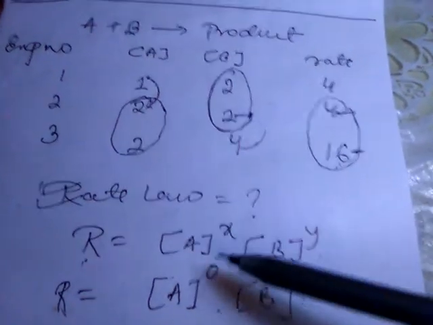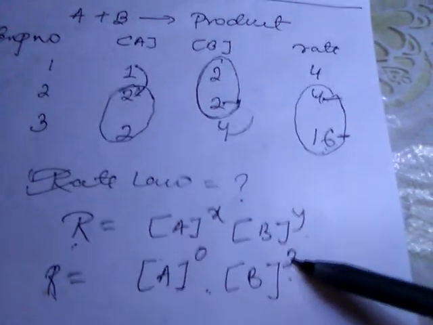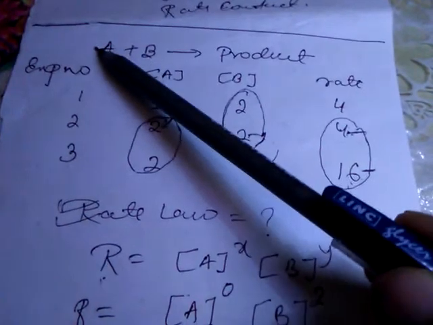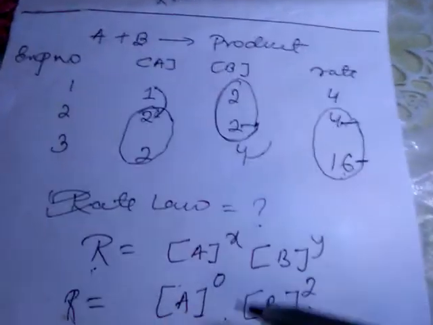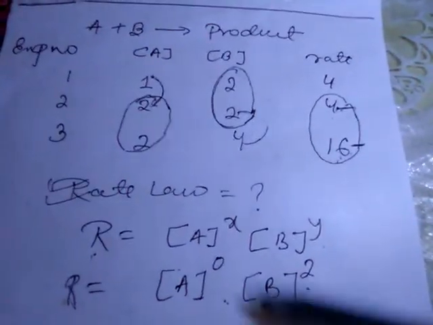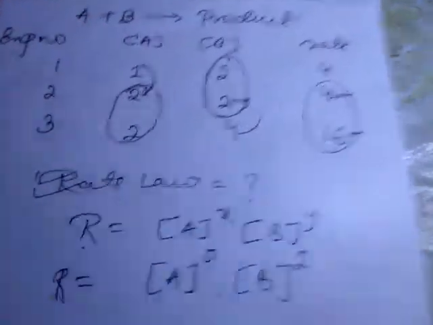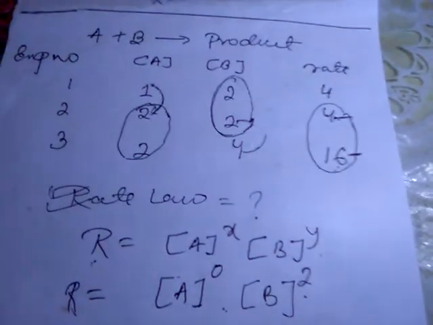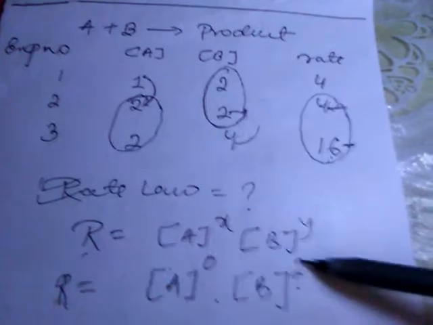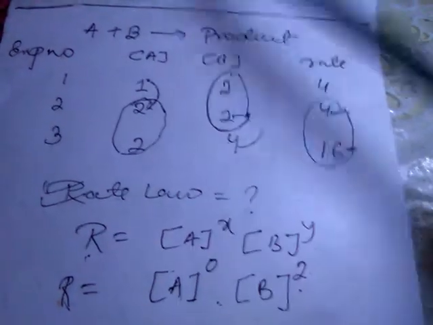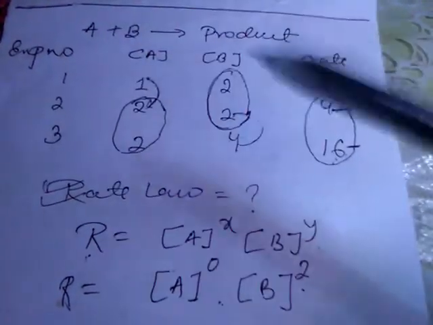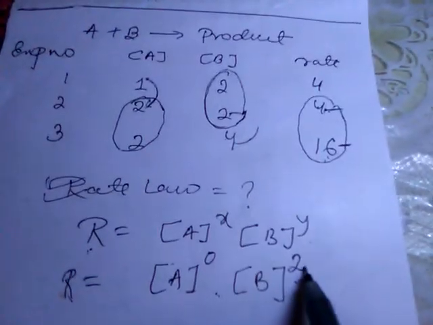So we can see that the power which is raised here is not the same as the stoichiometric coefficient. So it is finally concluded that this rate law is totally an experimental expression, where this power may be equal to the stoichiometric coefficient. It may not be equal to the stoichiometric coefficient also.